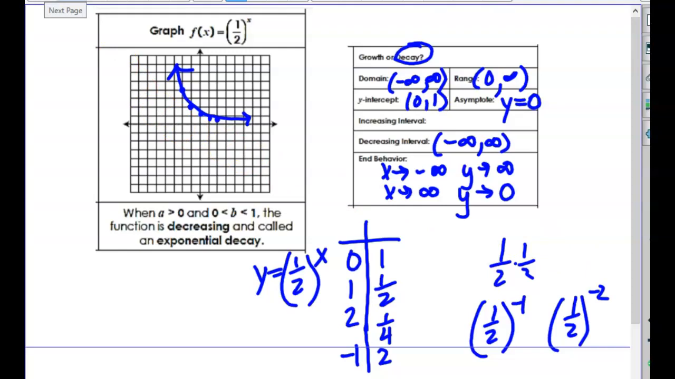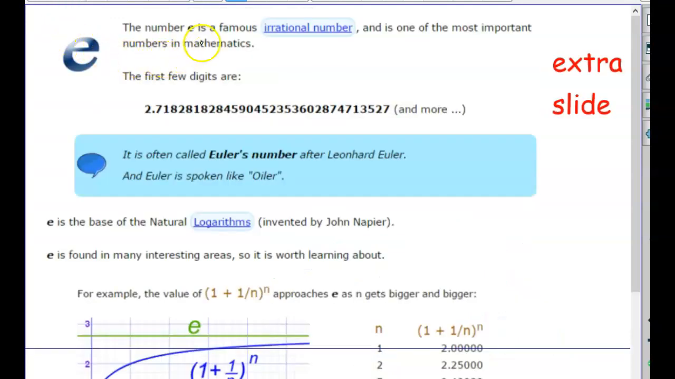All right, then we get to talk about a crazy number. Crazy as in irrational. The number e is not as famous as his friend pi, but he is an irrational number similar to that.